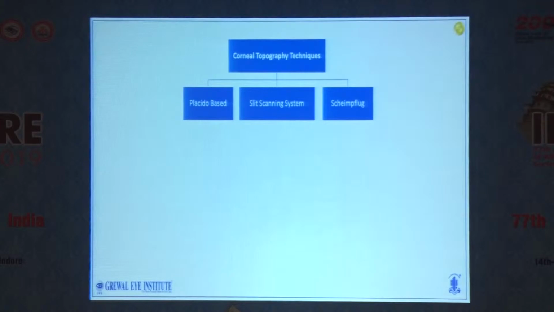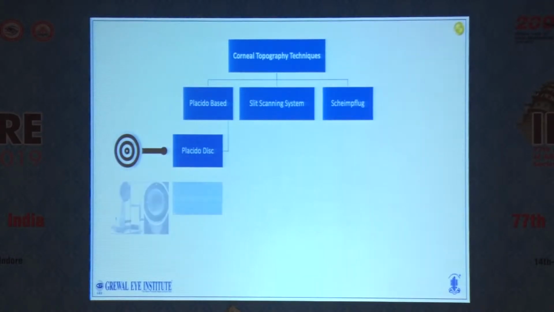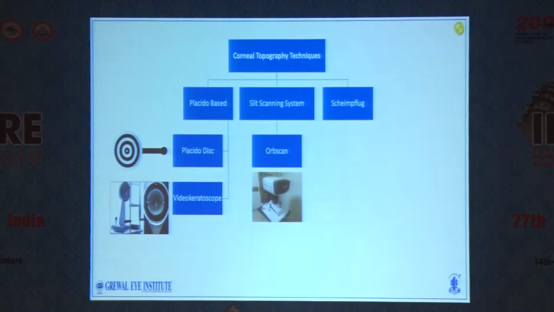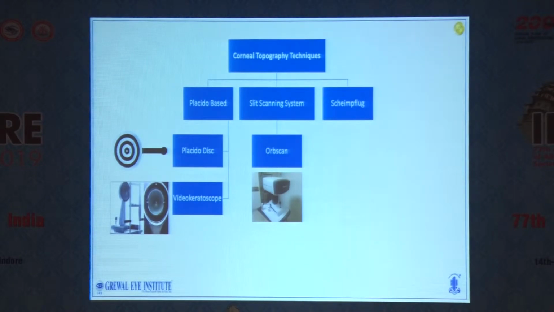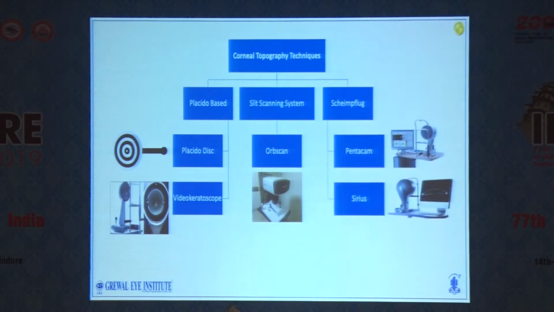The first and oldest is the Placido-based, which began with the Placido disc and was followed by the video keratoscope. The next is slit scanning systems, utilized in the Orbscan as a combination of slit scanning and Placido imaging. The third and most popularly used technique is Scheimpflug imaging, used in the Pentacam, the Sirius, and the Galilei.